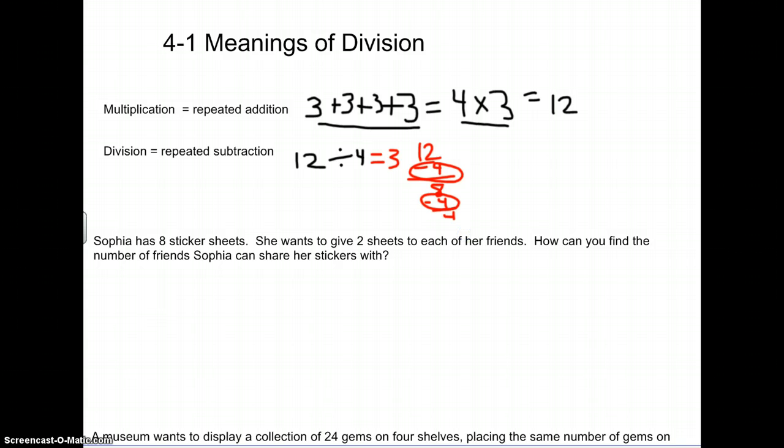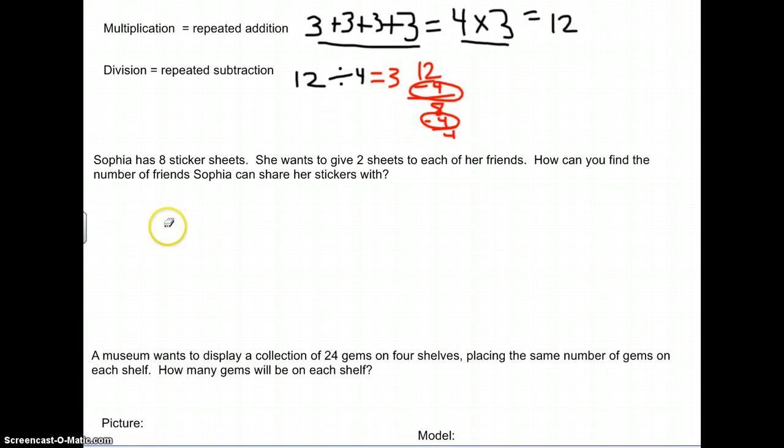All right, let's go to our first example here. We have Sophia. Sophia has 8 sticker sheets. She wants to give 2 sheets to each of her friends. How can you find the number of friends Sophia can share her stickers with? Ladies and gentlemen, you know how to do this. The first thing that we need to do, let's draw a picture. We have 8 sticker sheets.